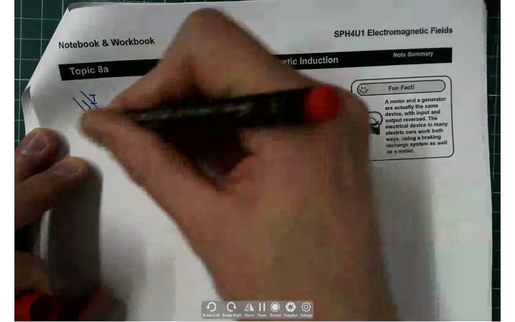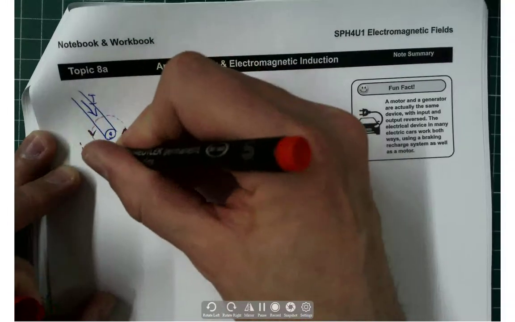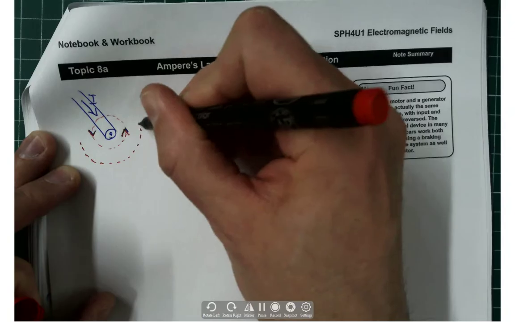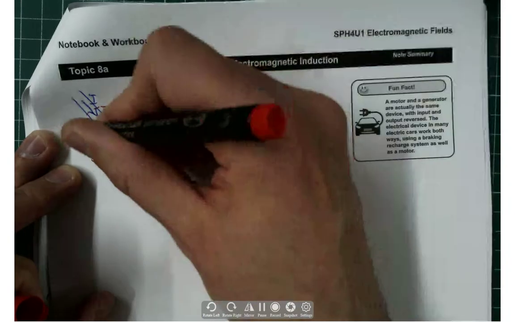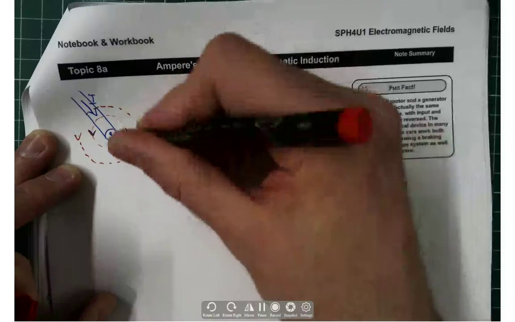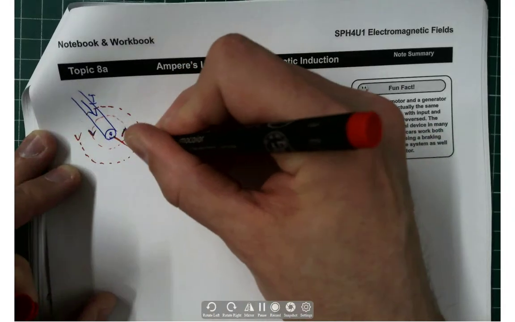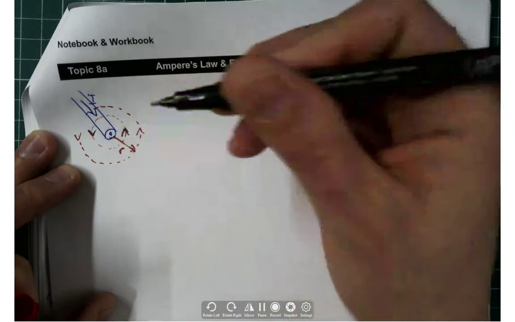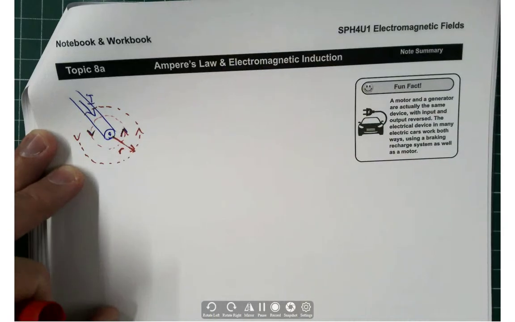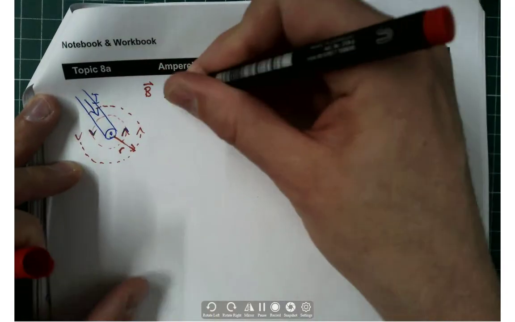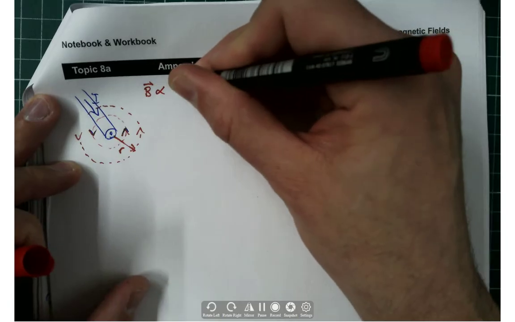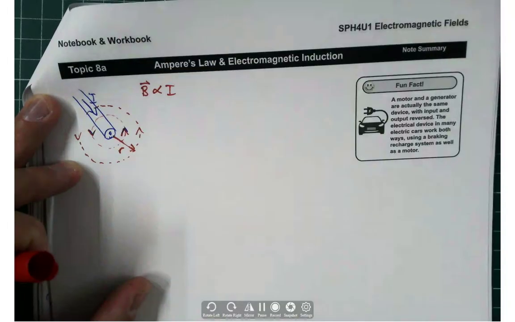And then, a distance further away, would the magnetic field be weaker or stronger? Weaker, but it would still be up on the right and down on the left. And so we could say at that distance away, let's call it distance r, away from the current source, I could talk about the magnetic field being proportional to two things. Being proportional to the current. In other words, more current, more magnetic field.